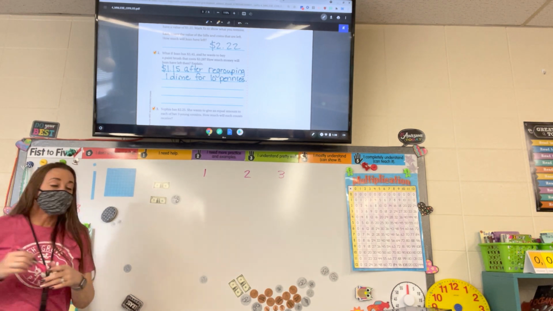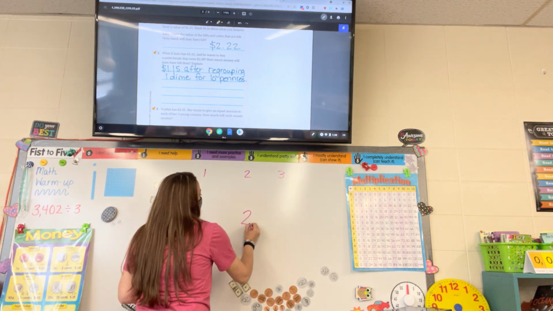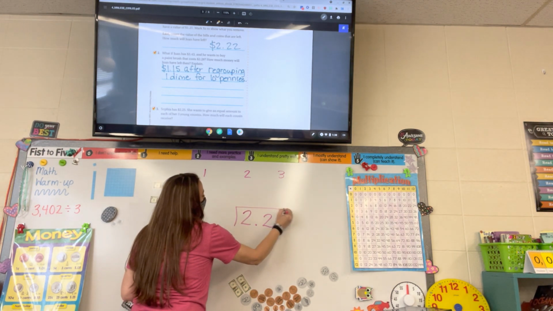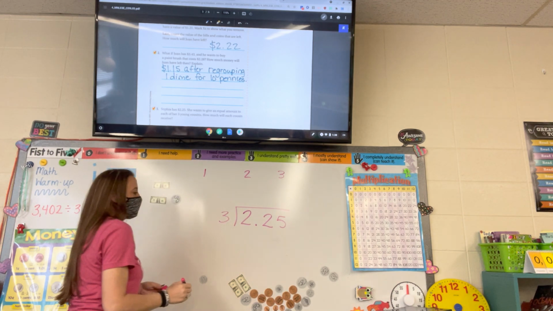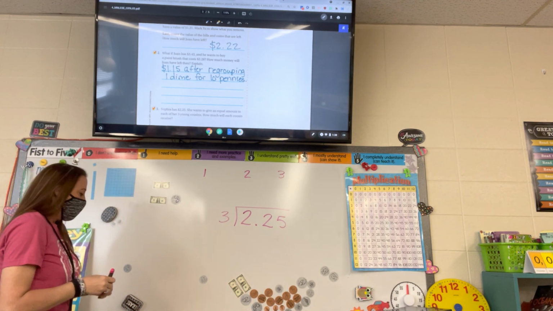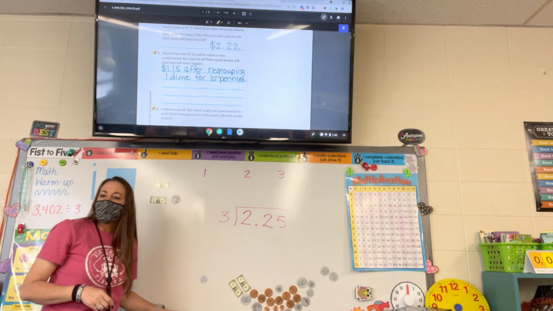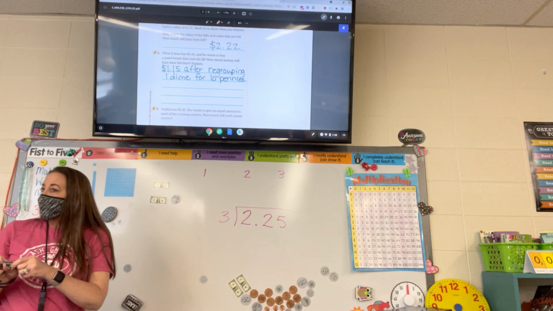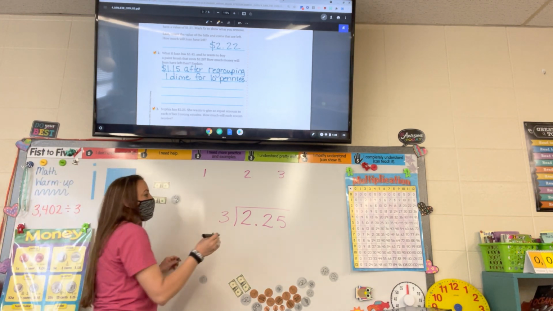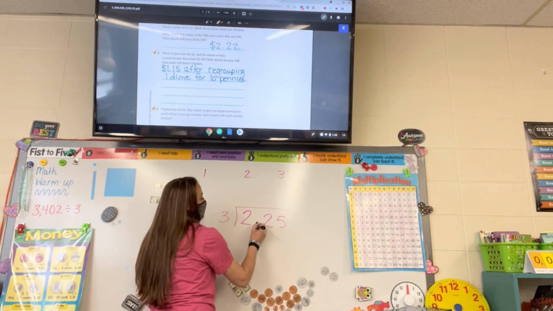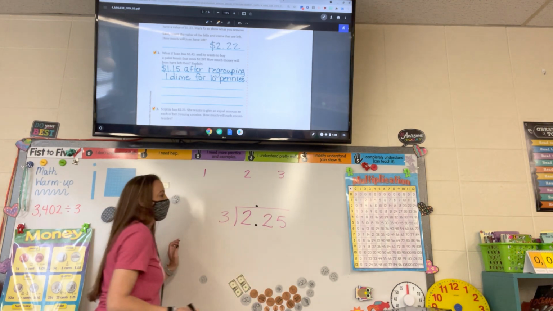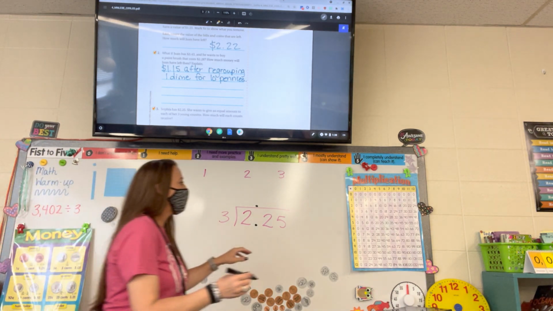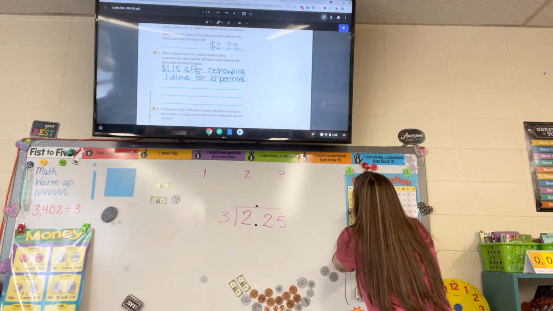Or, watch this. $2.25 divided by 3 cousins. When you divide decimal numbers, you do it exactly like you do regular long division. The only difference, Shelby, is that this decimal point that's down here has to come up here. It's got to be lined up. Step 1, we go to the 3 row. What are we looking for first?